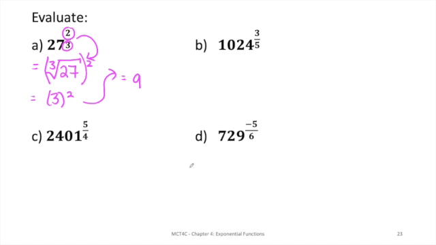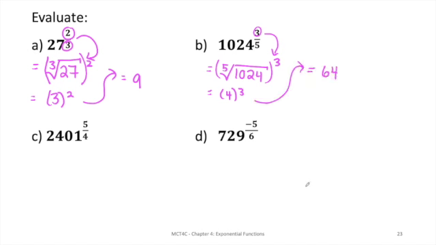Okay, so you're going to follow the same steps for the rest of these. The denominator comes out front of your radical, the base goes under the radical, and then the numerator is what comes up here and acts as a regular exponent. So the 5th root of 1024: what number times itself 5 times is equal to 1024? It is 4, and then keep that cubed there. So 4 to the exponent 3 is 64.